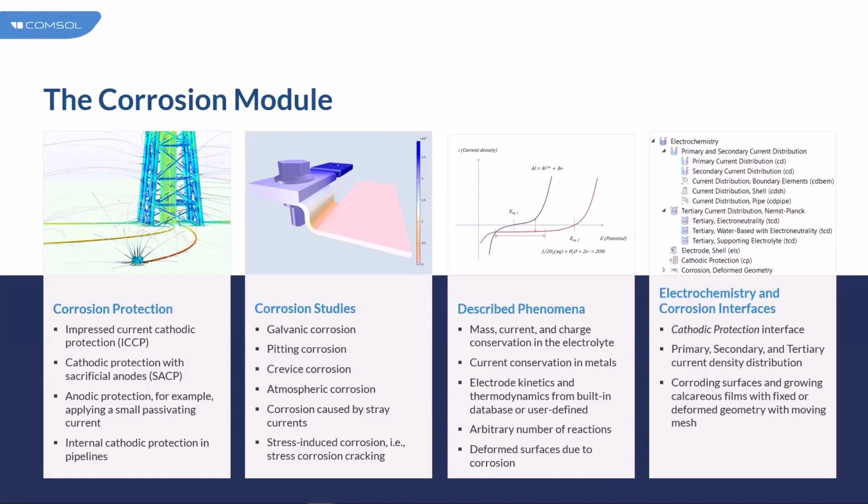These phenomena and equations are contained by the interfaces that you can select for your application when using COMSOL Multiphysics, such as the cathodic protection interface, primary, secondary and tertiary current distribution, corroding surfaces and growing calculus filled with fixed or deformed geometry using moving mesh functionality.